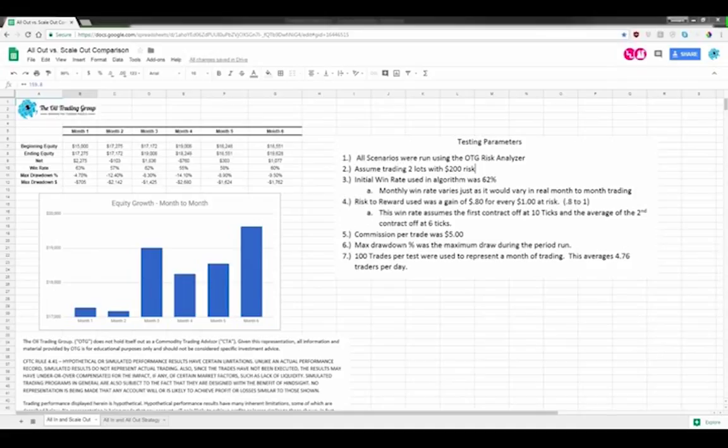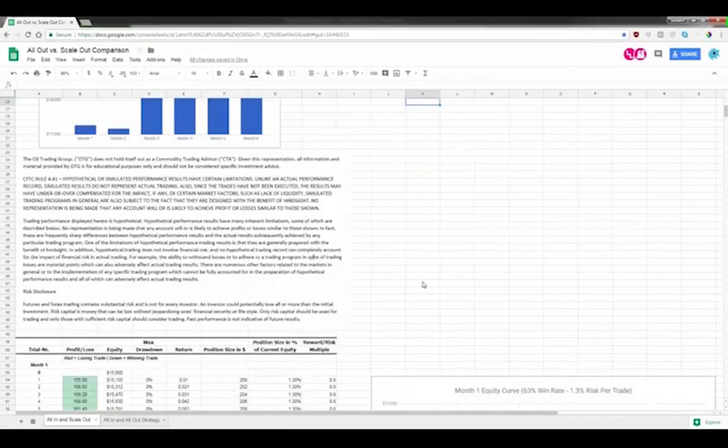And so what I did here is I had testing parameters. All scenarios were run using that OTG risk analyzer. I assumed that you're trading 2 lots with $200 worth of risk. The initial win rate used here, like we just showed you, was 62%. The risk reward used here was 0.8, or 80 cents for every $1 at risk. And the win rate assumes the first contract was off at 10 ticks and the second was off at 6 ticks. You can play with this in the particular instrument that you like to use. And so I'm going to show you what the final numbers look like here.